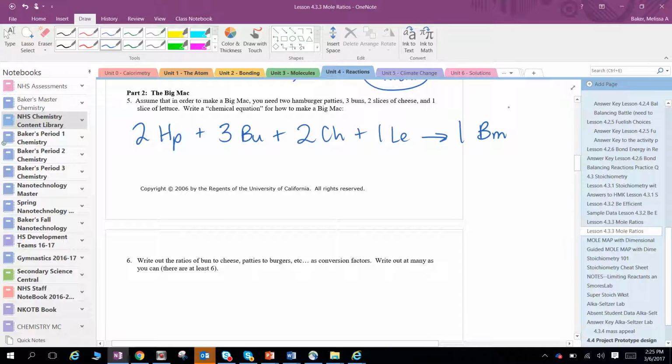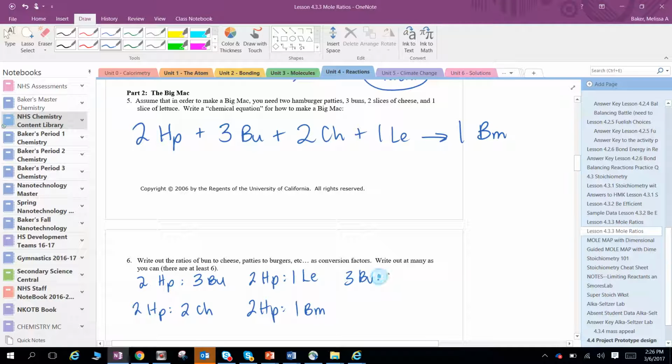Number 6 says, write out the ratios of bun to cheese, patties to burgers as conversion factors, and write out as many as you can. So for example, 2 hamburger patties to 3 buns is a ratio. 2 hamburger patties to 2 cheese. 2 hamburger patties to 1 lettuce. 2 hamburger patties to 1 Big Mac.